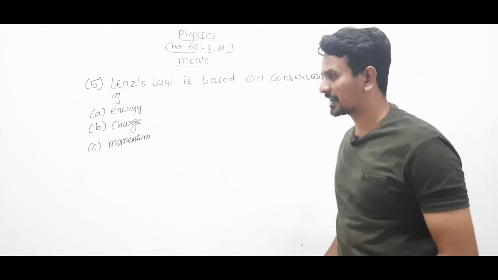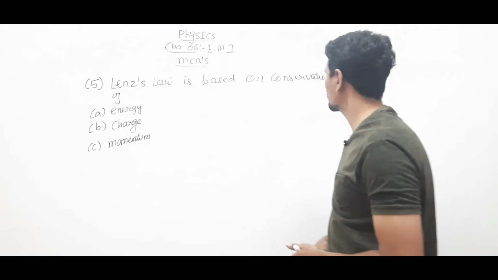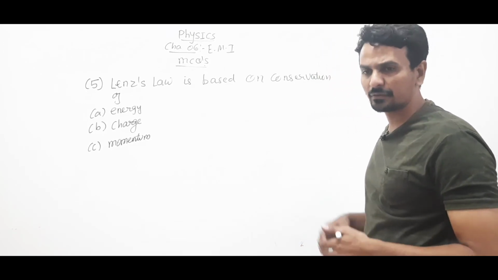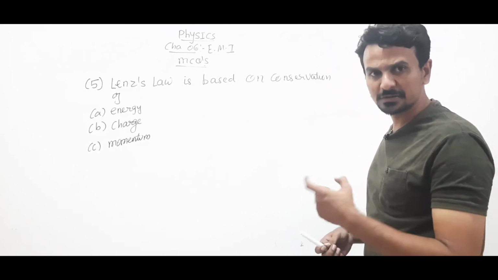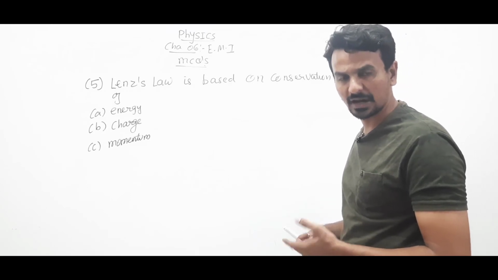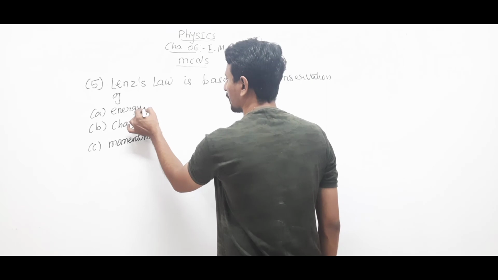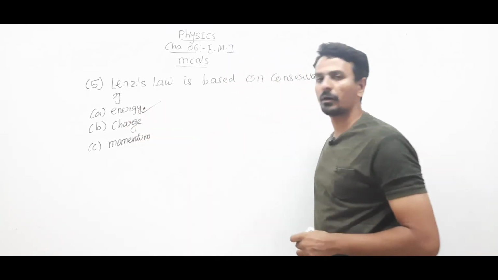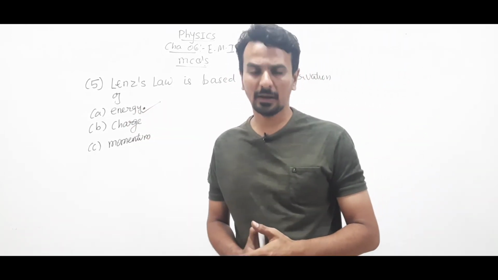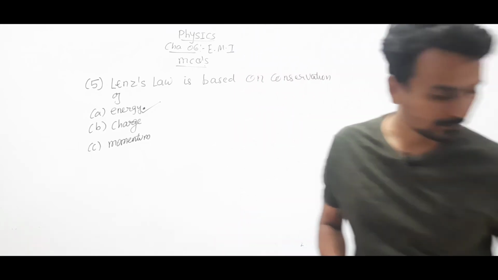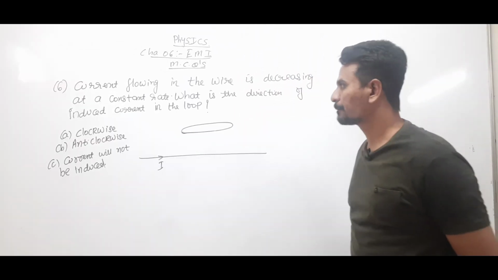Fifth one. This is very easy. Lenz's law is based on conservation of... It is to know the direction of induced current in the loop, right? We can find the direction of current with the help of Lenz's law, and it's based on conservation of energy. Lenz's law is based on conservation of energy. Clear? The next one.